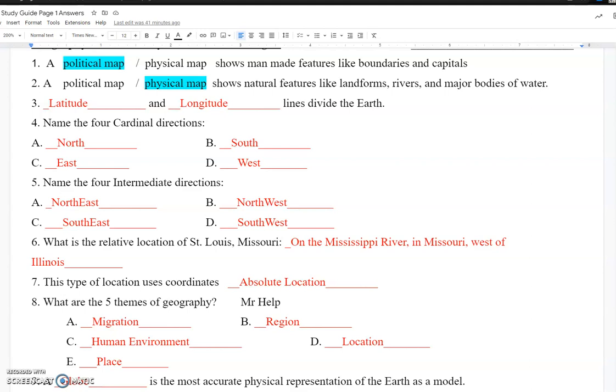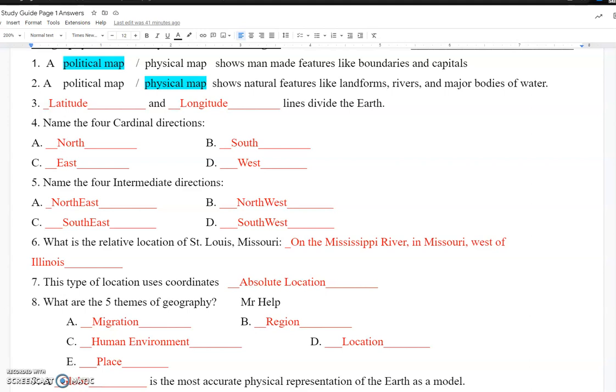Number seven, this type of location uses coordinates. So relative location is going to tell you about where it's at. If you're using coordinates, I want to know exactly where it's at, or absolutely where it's at, and that's absolute location. Number eight, what are the five themes of geography? So again, I heard some people using the acronym Mr. Help to help you remember the five themes of geography. The M is migration, the R is region, the HE part of help is human environment interaction, L is location, and P is place. Those are your five themes of geography.